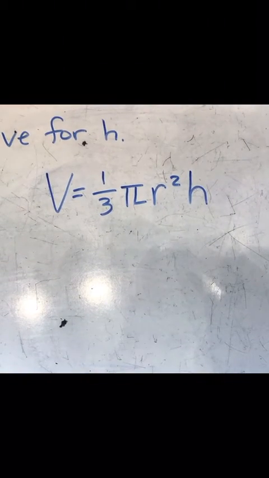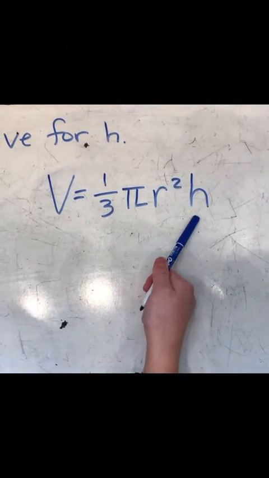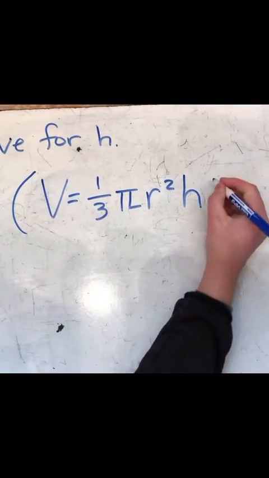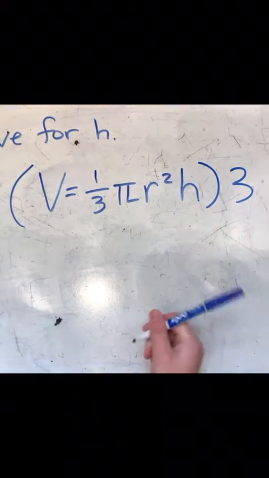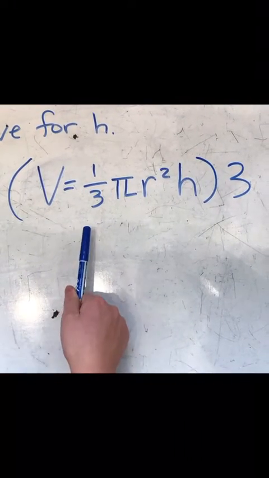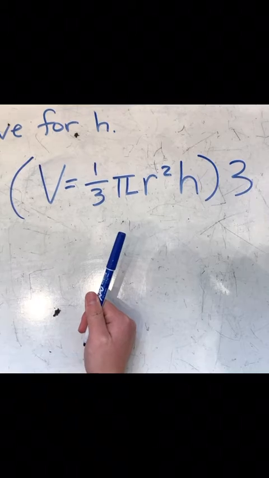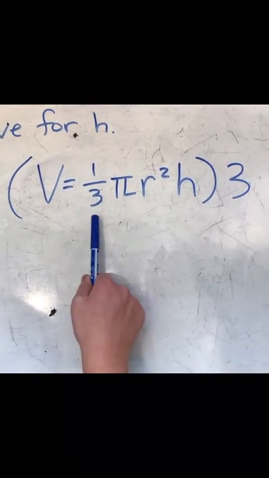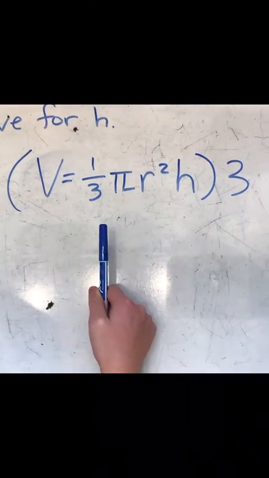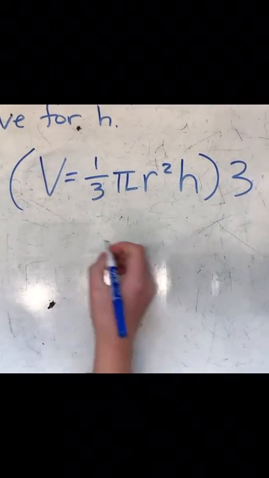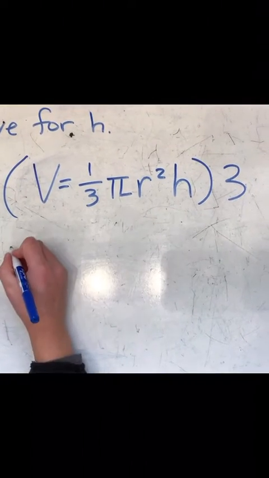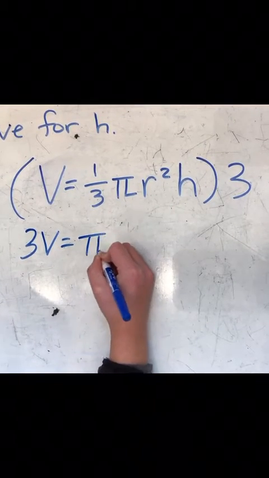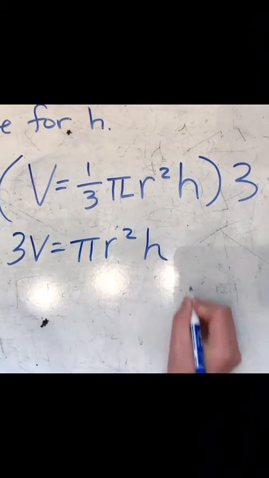squared h. So we need to isolate h to find what h equals. So we're going to multiply all of this by 3 to get rid of the fraction, because we don't want to work with fractions because they're harder than whole numbers. So multiplying it by 3 would get rid of this fraction, because 3 times 1/3 is equal to 1. So we're going to simplify this to 3v equals pi r squared h.